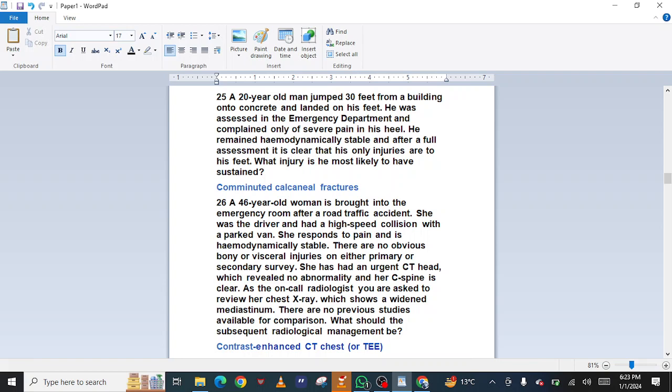26. A 46-year-old woman is brought into the emergency room after a road traffic accident. She was the driver and had a high-speed collision with a parked van. She responds to pain and is hemodynamically stable. There are no obvious bony or visceral injuries on either primary or secondary survey. She has had an urgent CT head, which revealed no abnormality, and her C-spine is clear. As the on-call radiologist, you are asked to review her chest X-ray.